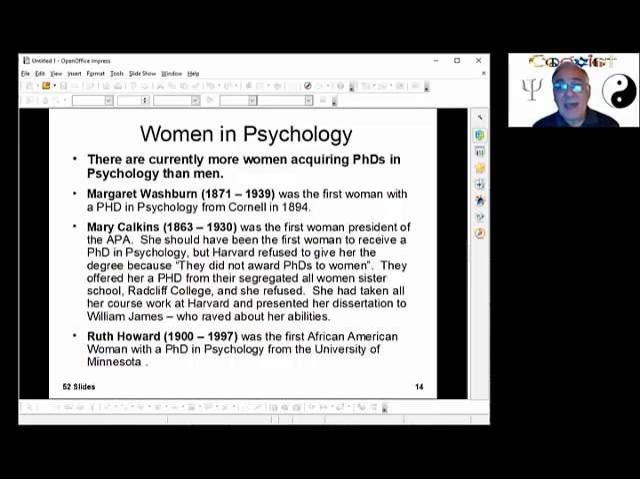So Ruth Howard, we say, was the very first African-American woman to get a PhD from the University of Minnesota. She got it in the 1930s. She was born 1900 to 1997, and she got her degree in Minnesota because she would never have gotten her degree in the South. The South didn't allow African-Americans in her time frame. The first African-American to graduate from Auburn was 1964. Alabama didn't allow African-Americans in until 1962.